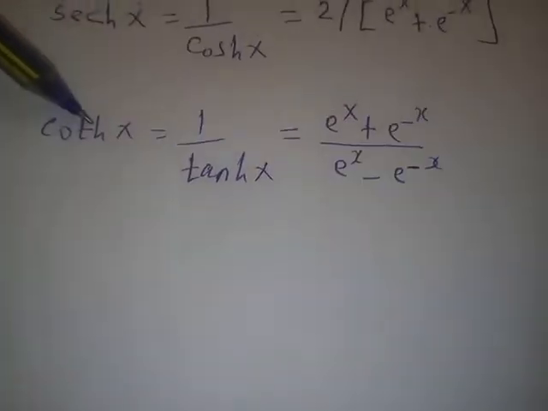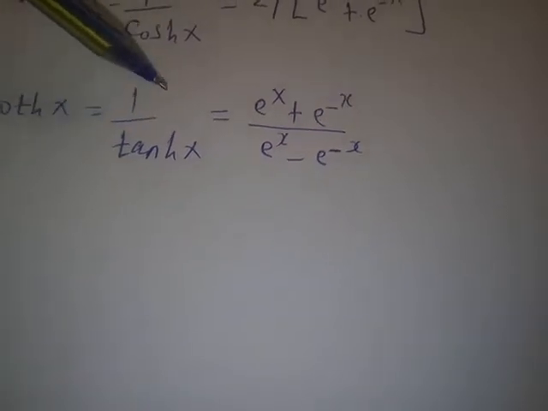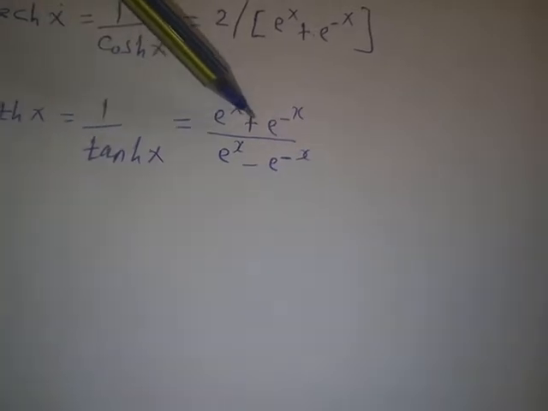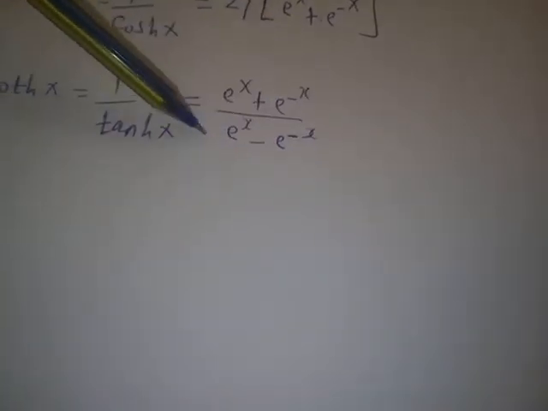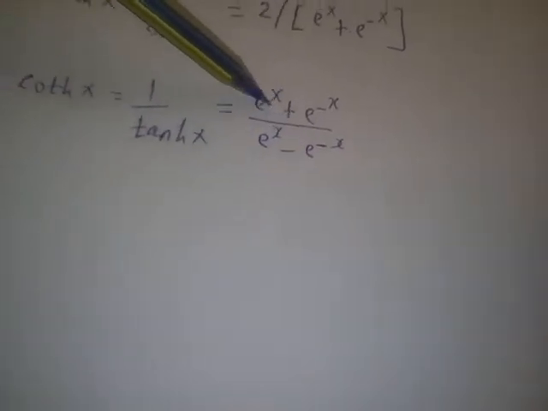The hyperbolic function of cot is 1 over tan. The hyperbolic function of tan is given by exponential x plus exponential power negative x divided by exponential x minus exponential negative x.